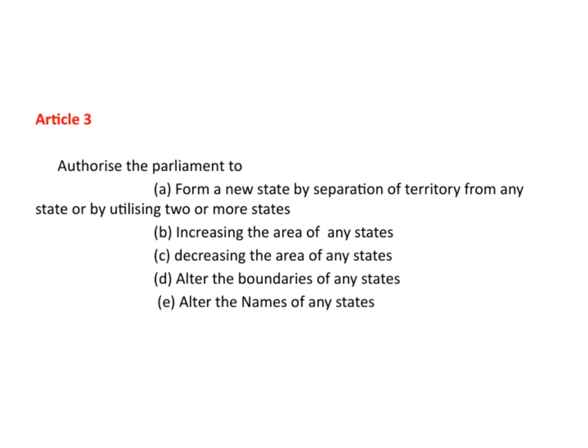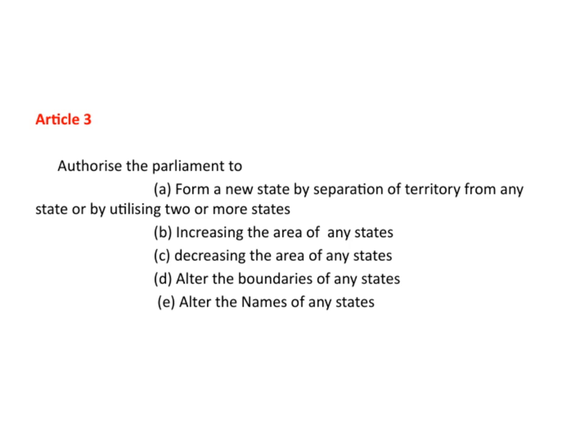Second, it gives the Parliament the power to increase the area of any state, which might happen through boundary adjustments or territorial acquisitions. Conversely, it also allows for decreasing the area of a state if necessary. Third, the article permits altering the boundaries of any state, which can be important for political, geographical, or administrative reasons. Fourth, it authorizes changing the names of states, which can reflect cultural, historical, or identity considerations.